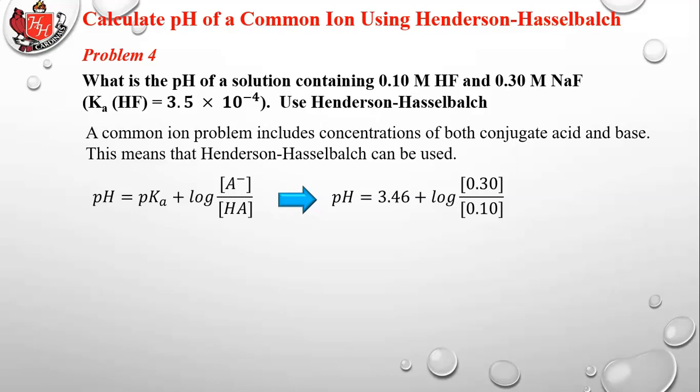And then you have the log of the base on top. Be sure you don't get it backwards. It's the conjugate base on top. That's the 0.3 of the fluoride ion. And the conjugate acid on the bottom. That's the 0.1 of the hydrofluoric acid.